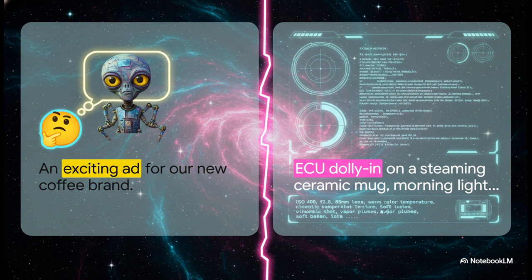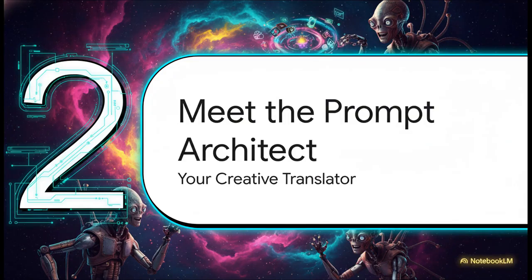This slide just lays it out perfectly. On the left, you've got a simple business idea, an ad for a new coffee brand. But on the right, that's the language that an AI model like Google's Veo3 actually needs to hear. It's this super specific technical jargon. We're talking dolly-ins, shallow depth of field, anamorphic lenses. It's not just about what to show, it's about how to show it in the language of cinema. So how in the world do we bridge that gap without everybody having to go to film school?